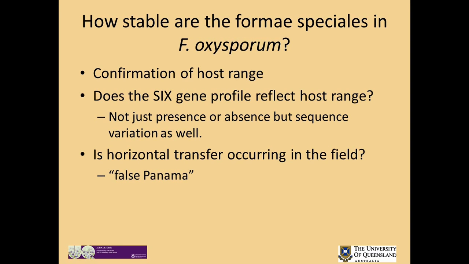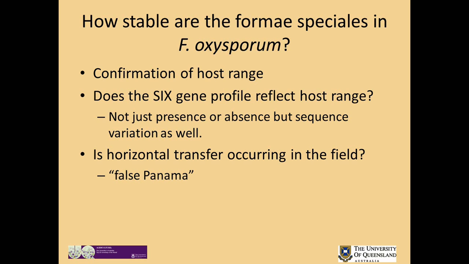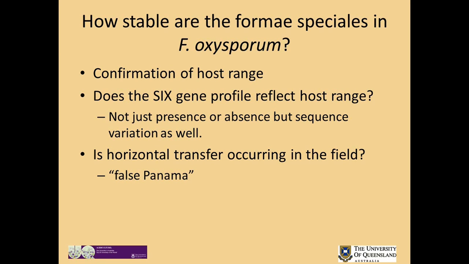The other thing which we're interested in, and we will follow up, is how stable are the formae speciales? Occasionally we come across this thing called the false Panama, where a banana plant suddenly comes down with a Fusarium wilt, but when you look at the isolate, the VCG, it doesn't seem to be the one that should normally attack that particular cultivar. So there may be something going on in the field where there's an interaction with a non-pathogenic one that might be carrying a pathogenicity factor. So there's a lot that needs to be dissected.